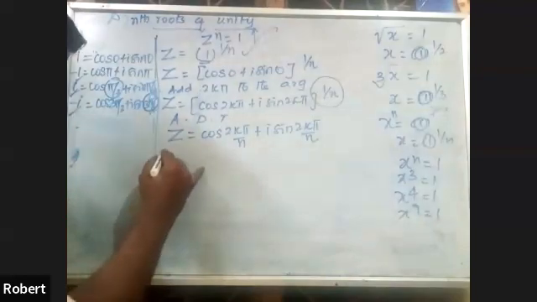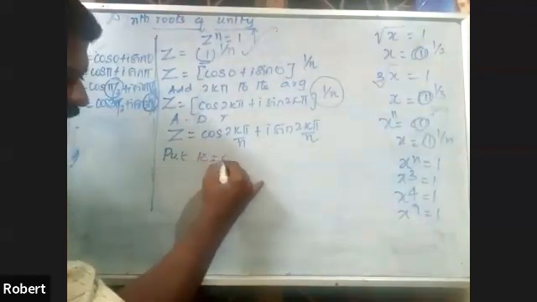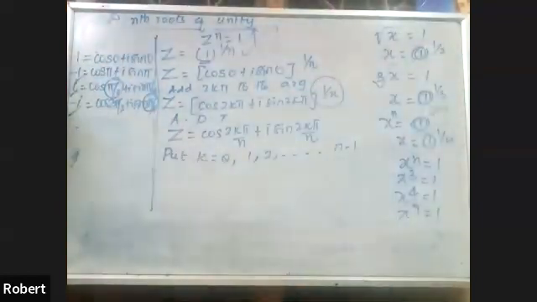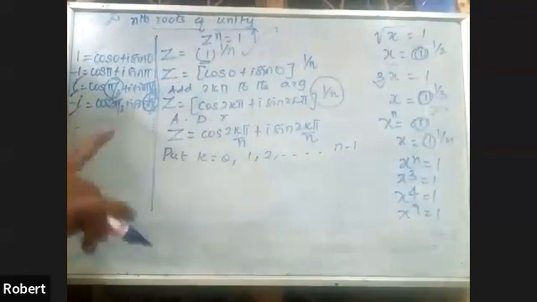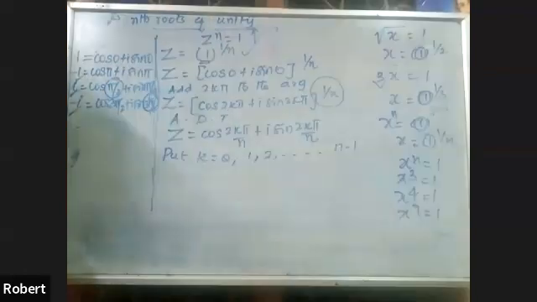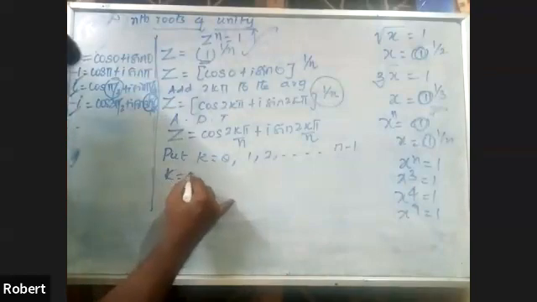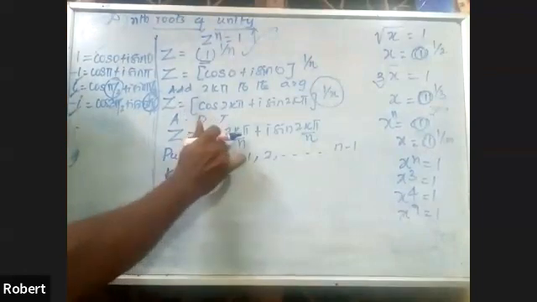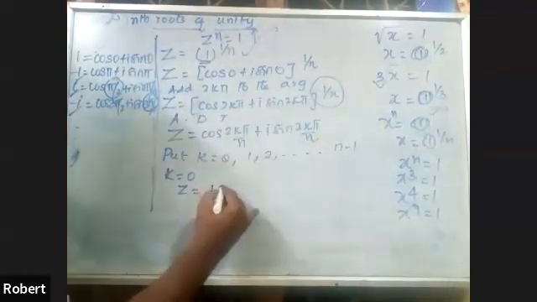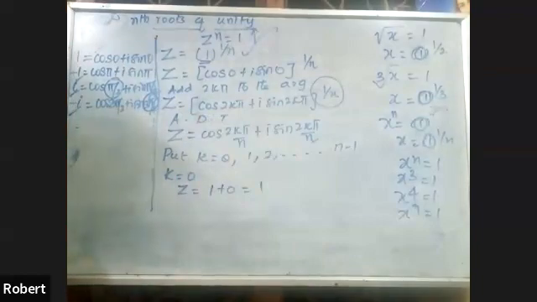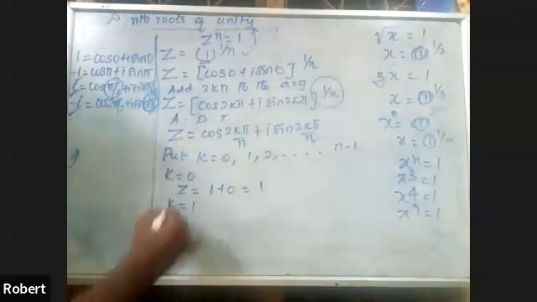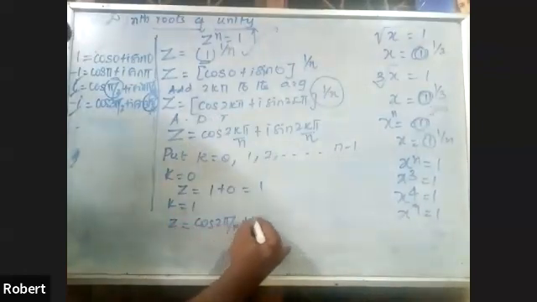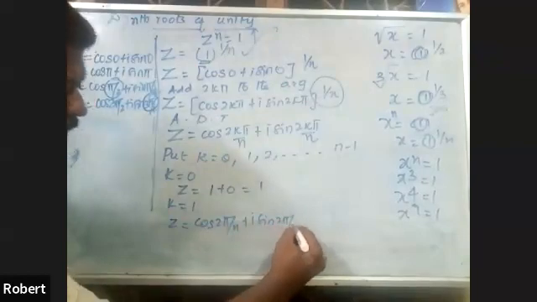Now the last step, put the values of k equal to 0, 1, 2, up to how many values? N minus 1, because the nth roots of unity has n values. So I put from 0 to n minus 1. First case k equal to 0. If I put k equal to 0, we have the z value is cos 0 plus I sin 0. Cos 0 is 1, sin 0 is 0, which is equal to 1. Next, if I put k equal to 1, your z is equal to cos 2 pi by n plus I sin 2 pi by n.